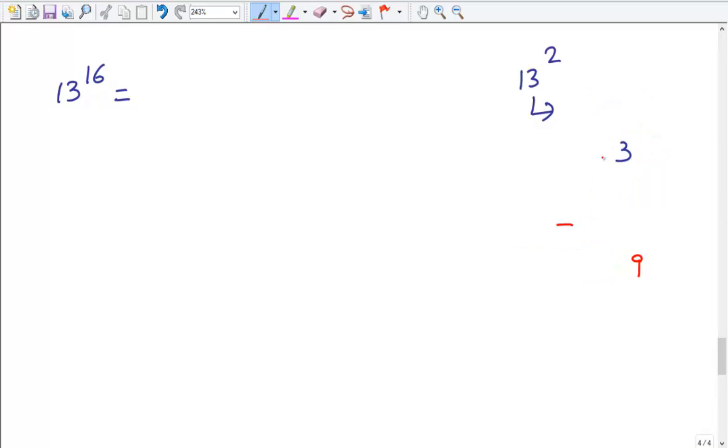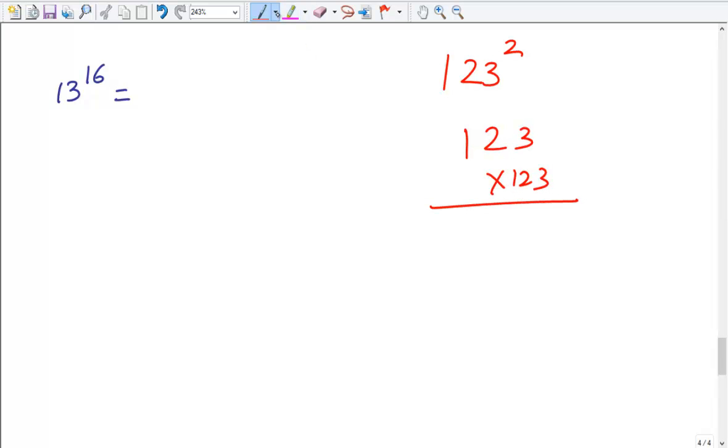Let's see what happens if we have a 3-digit number. Let's take 123 whole square, that's going to be 123 into 123. Now 3 into 3 is 9, 3 into 2 is 6, and the remaining whatever come, they come in hundreds places and thousand places. Now next one is 2 into 3 is absolutely 6 here, whatever come, the remaining digits, they come in the hundreds places.